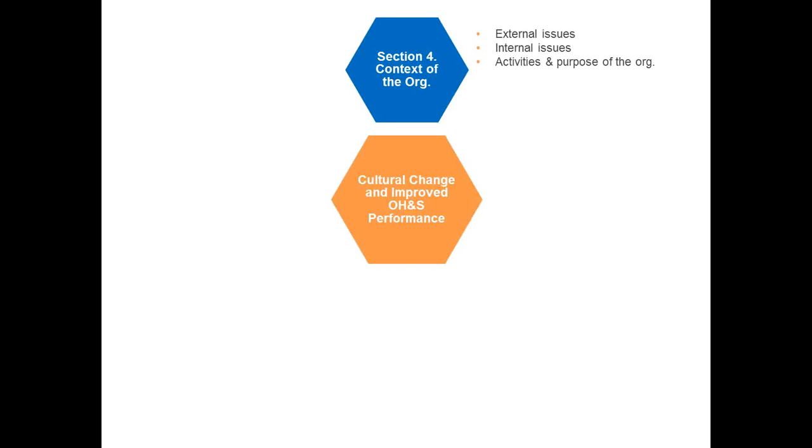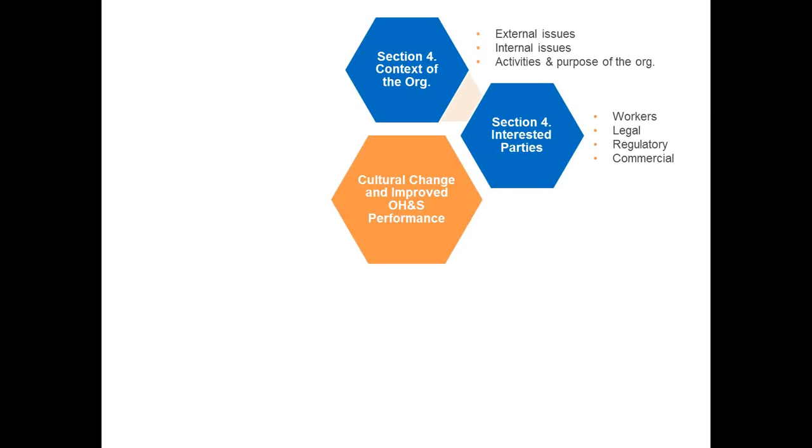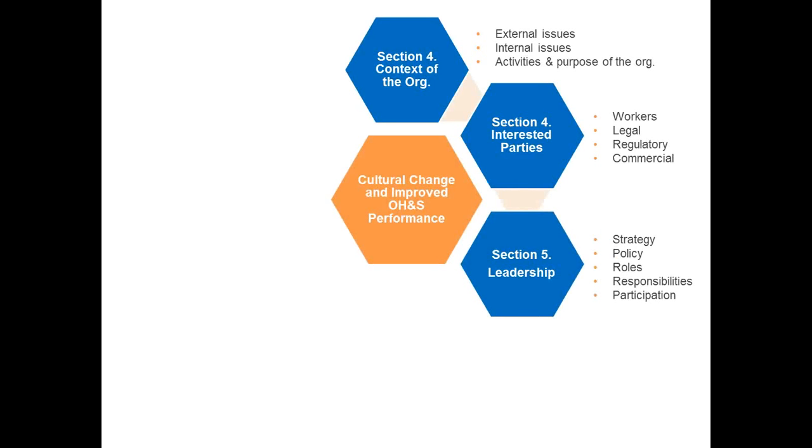Section 4, we look at the organizational context, the external issues, the internal issues, the activities and purposes of the organization. Also in section 4, we try and identify the interested parties and the compliance requirements, both in terms of workers, the legal, regulatory and commercial considerations, and the interested parties associated with those. In section 5, we're looking at leadership, the strategy, the policy, the roles, responsibility, and the participation and engagement with workers.